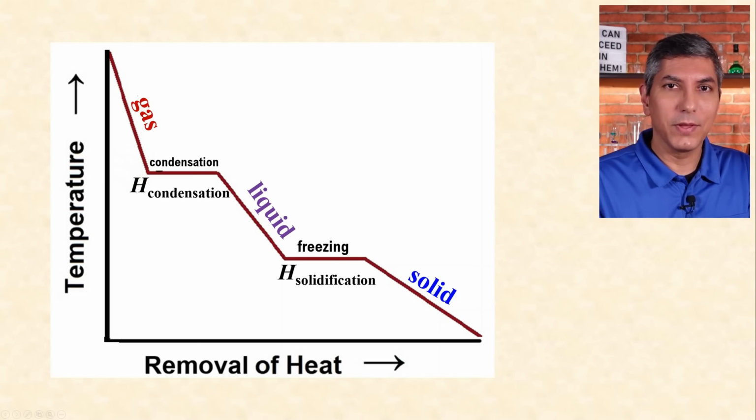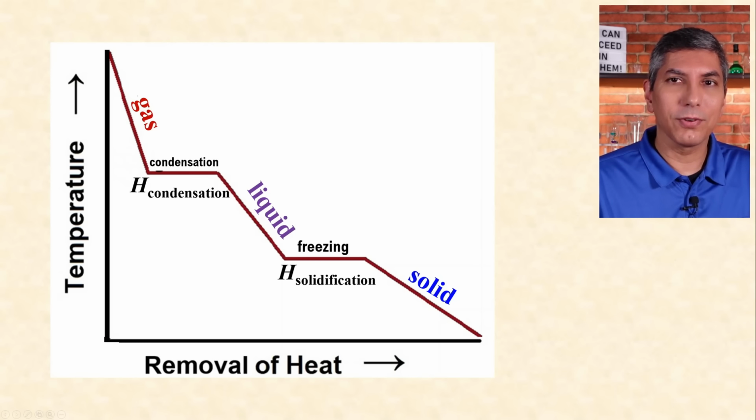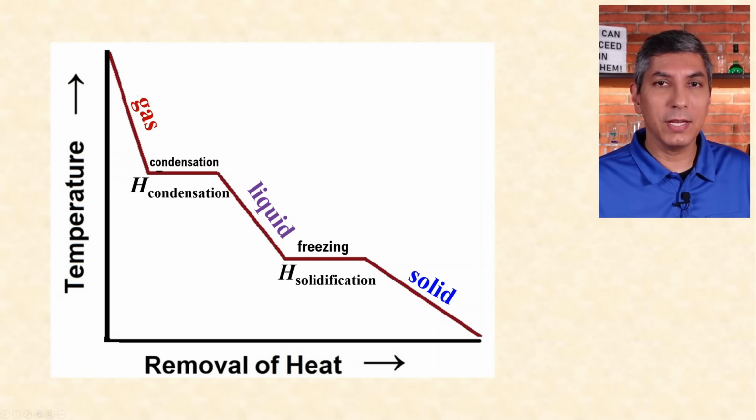Graph number 11, the cooling curve. We can take the heating curve we just saw and make it go backwards, except it's no longer called a heating curve, it's called a cooling curve. It's the same concept, except we're removing heat.